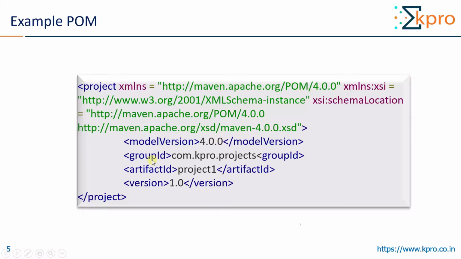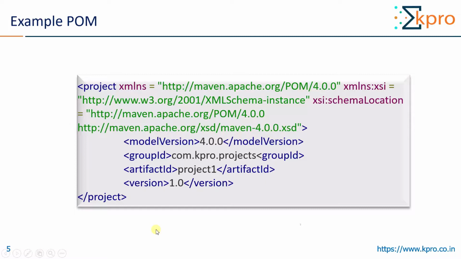It is expected that group ID and artifact ID together should be unique, and generally this group ID is in sync with the package name of the Java project, but there is no hard rule for this. And this is the version which will be appended to the file name after the build, and the file name will also contain artifact ID.